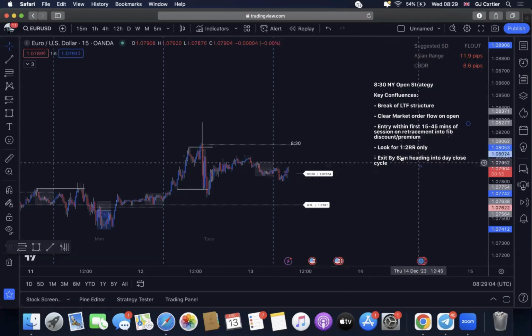You want to exit by 6 p.m. Again, you don't have to really move stops on this. You can if you want to. I personally don't, because I'm only looking for the 1 to 2 risk to reward. So that's just up to you.